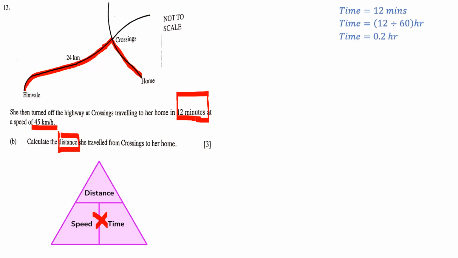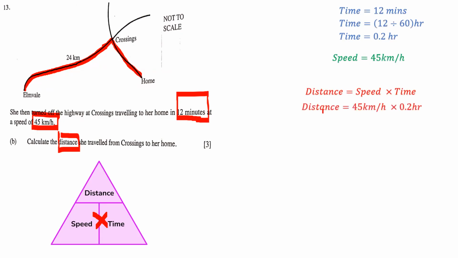Now we know the time. The time is 0.2 hour or 12 minutes. So what is the speed? The speed is 45 kilometers per hour. They told us that in the question. We know the distance is equal to speed times time, so the distance is 45 kilometers per hour times 0.2 hour. 45 times 0.2 is 9, so that's 9 kilometers. That means the distance traveled from crossing to home is 9 kilometers.